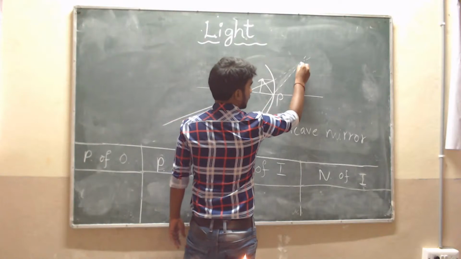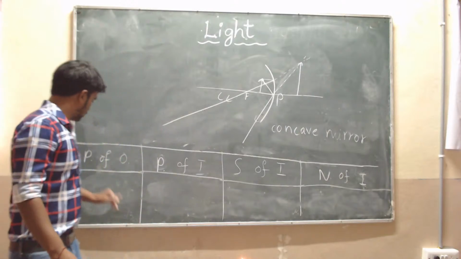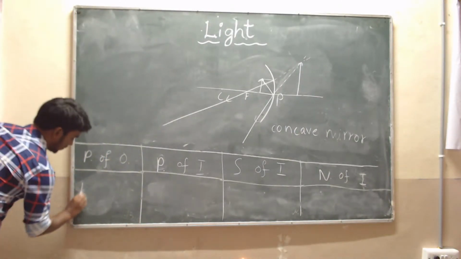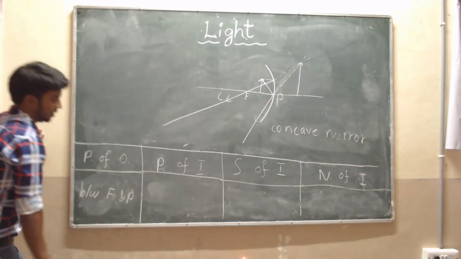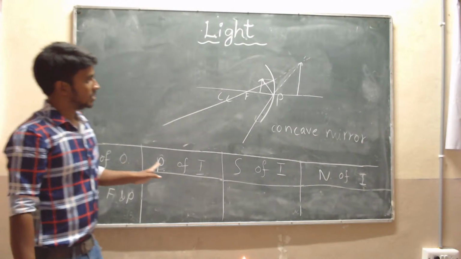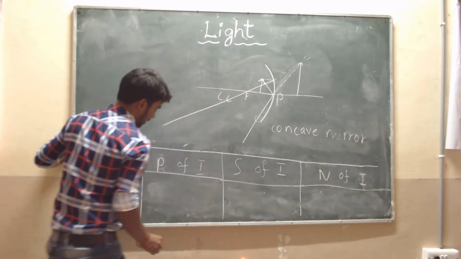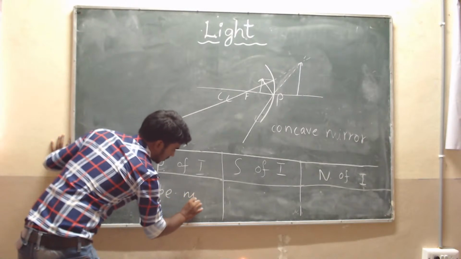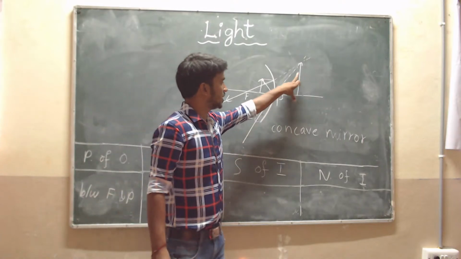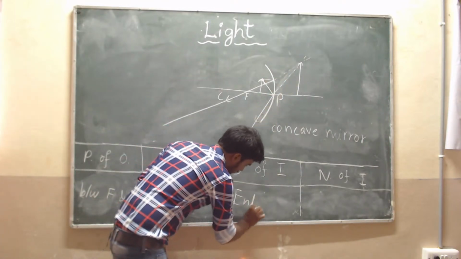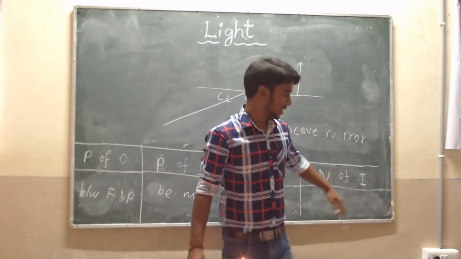These two rays are virtually connecting here, so that's why we will get the image here. Position of the object between F and P, then position of the image is behind the pole, behind the mirror. Then size of the image, just observe here, it is enlarged. What about nature of the image? Let's check.